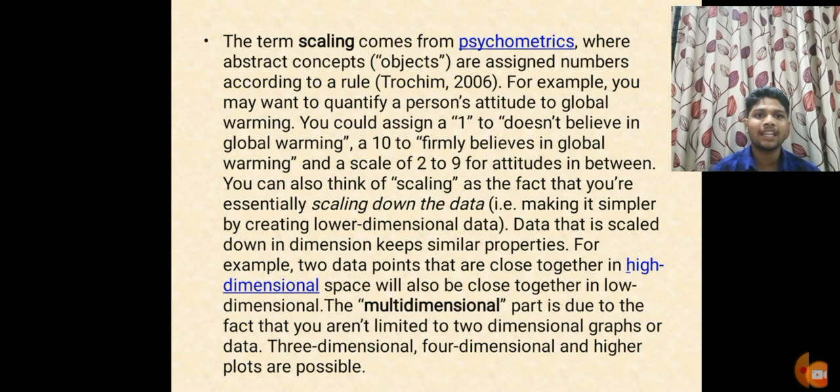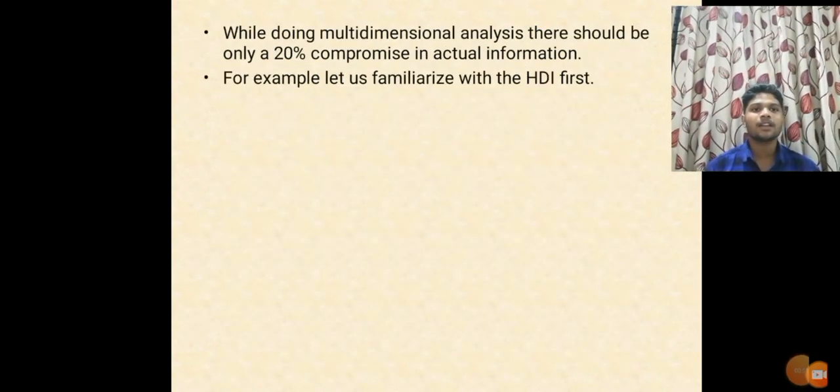You can also think of scaling as the fact that you are essentially scaling down the data, that is, making it simpler by creating lower dimensional data. Data that is scaled down in dimension keeps similar properties. For example, two data points that are close together in high dimensional space will also be close together in low dimensional space. The multidimensional part is due to the fact that you aren't limited to two-dimensional graphs or data. Three-dimensional, four-dimensional, and higher plots are also possible. So, while doing multidimensional analysis, there should be only a 20% compromise in actual information.